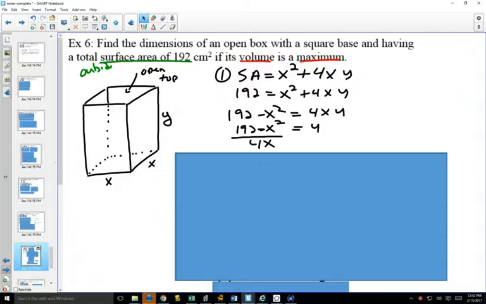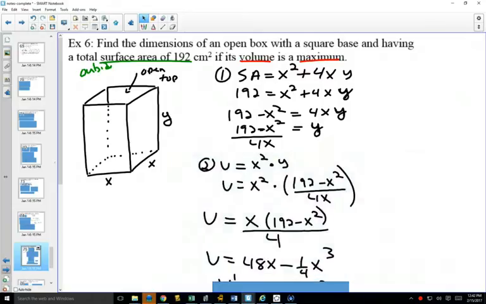And that's 192. So if you want to solve for y, you'd have to subtract the x squared and divide by the 4x. And that'll give you an equation for y. Now how do you find volume of a rectangular prism? Length times width times height. So now we can set up our volume equation.